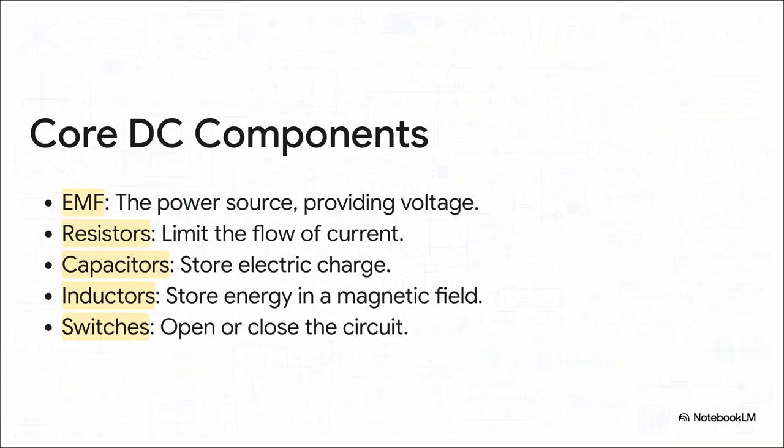In the universe of direct current, or DC circuits, there are a few star players. You've got your power source, the EMF, providing the voltage. You've got resistors, which are kind of like speed bumps for current. Then you have capacitors and inductors. These are the energy storage specialists, each with its own cool trick. And of course, you've got switches, which give us the simple but powerful ability to turn things on and off.